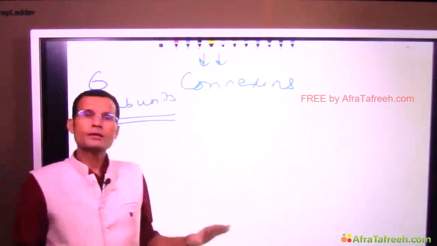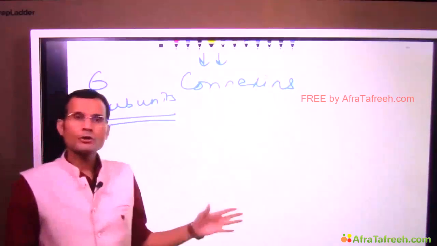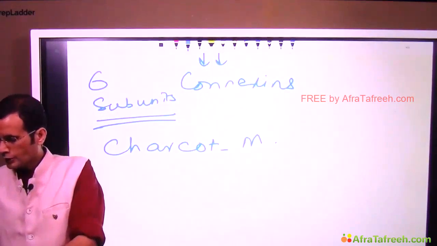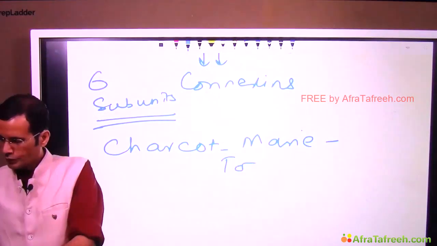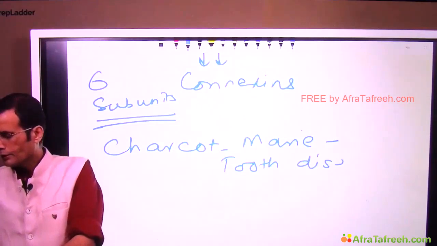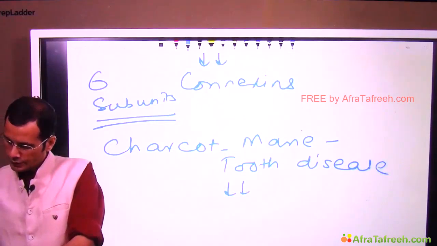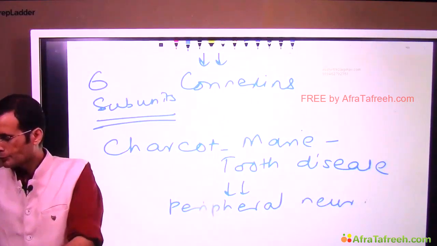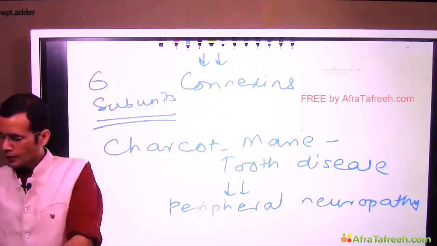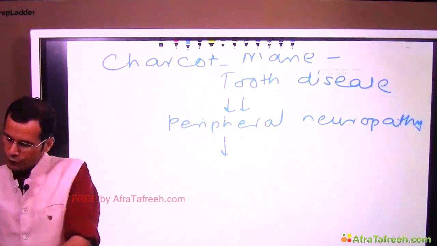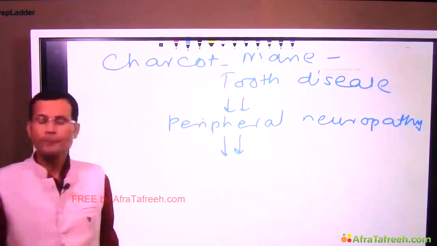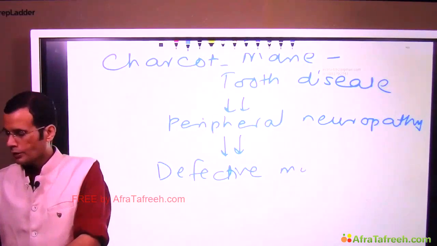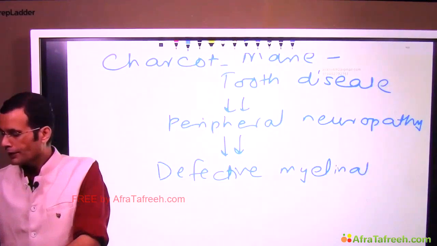So let me give you an example. I asked you about Charcot-Marie tooth disease. Yeah, this is a peripheral neuropathy. First point. Why is this a peripheral neuropathy? I mean, what's the basic defect? Defective myelination. And why is there defective myelination?